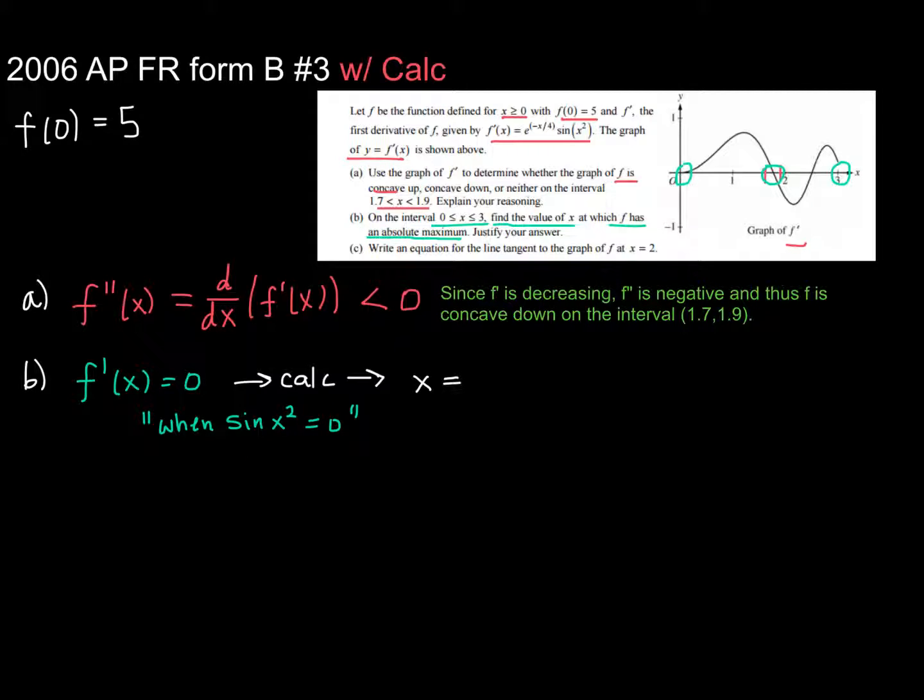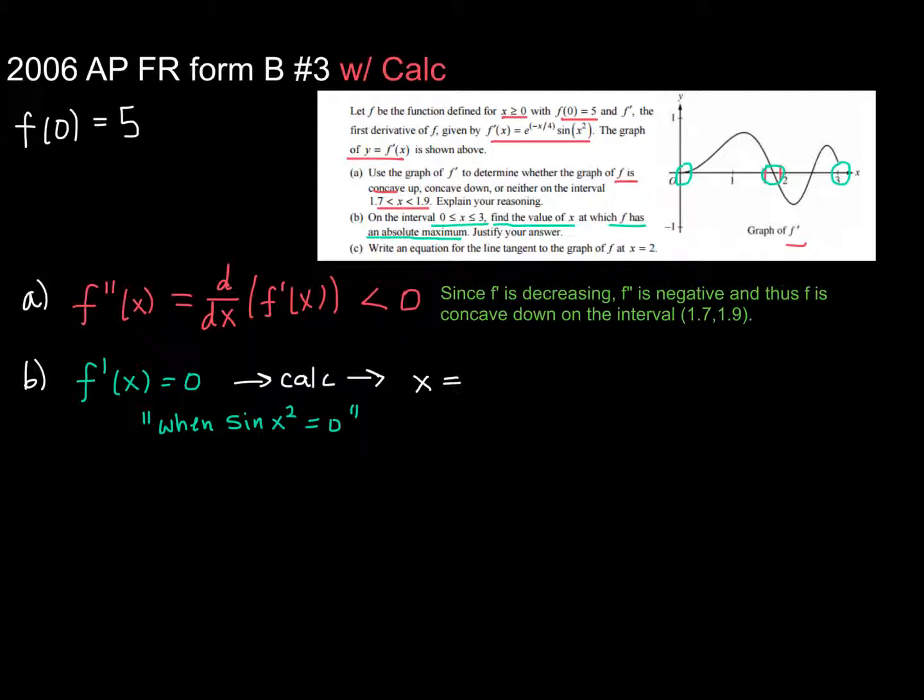And we can think about that pretty quickly. If you just envision your unit circle here, sine is going to be equal to 0 when the argument, in other words, x squared, is equal to 0, which means when x is 0. Or when x squared is equal to pi, which means x would be square root of pi. Or continuing around, when x squared is equal to 2 pi, meaning x would be the square root of 2 pi. And when x squared is 3 pi, and so on and so forth.